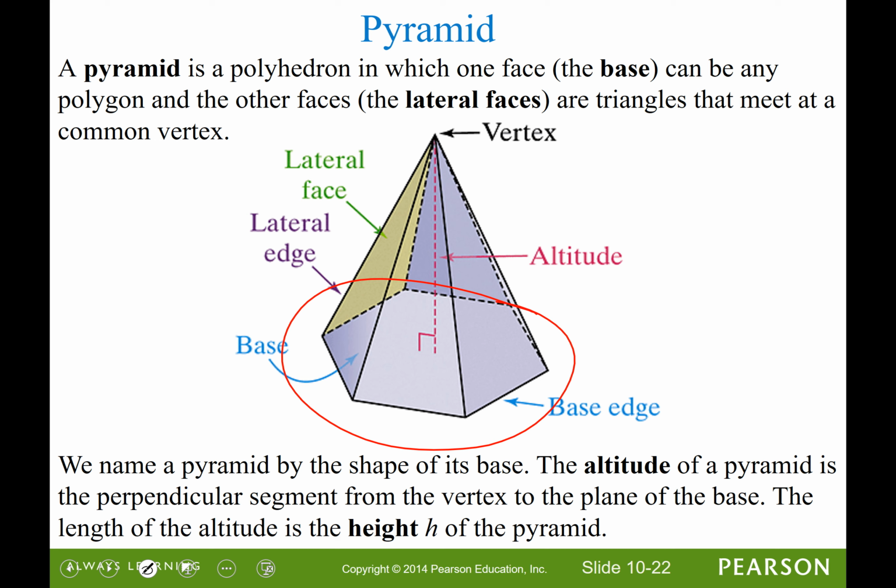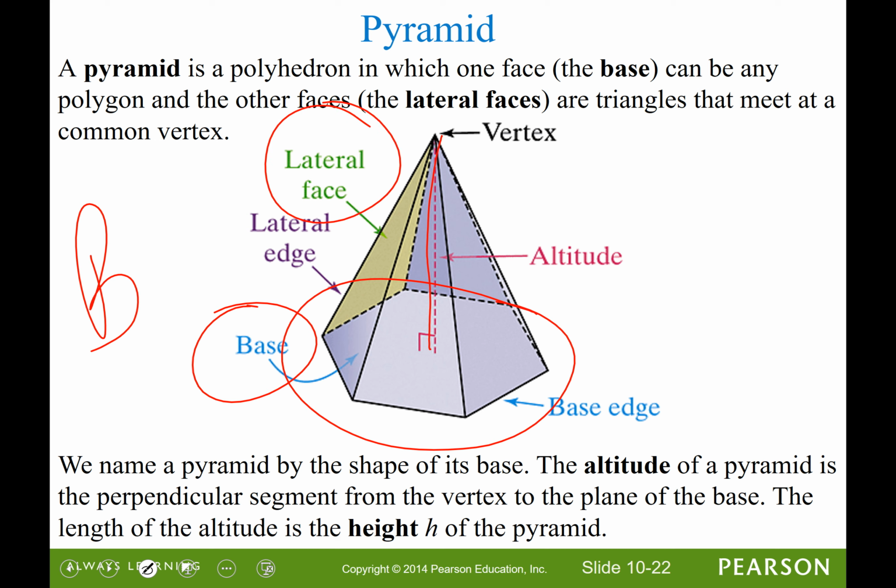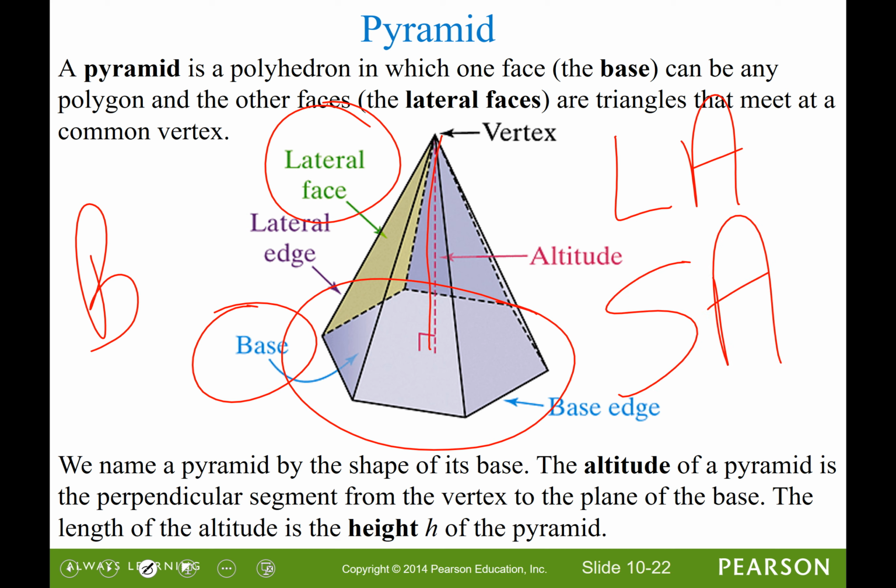The altitude of a pyramid is the perpendicular segment from the vertex to the plane of the base. So you can see the altitude here. The length of it is the height. And we have base edges, and capital B for base is going to be the area of the base just like before. Lateral faces: if you're finding lateral area, it would just be the area of all those triangles added together, whereas surface area would be the lateral area plus the area of the base. All right, let's move on.